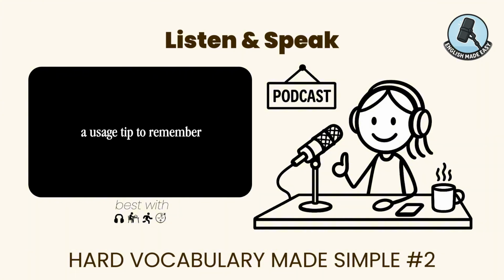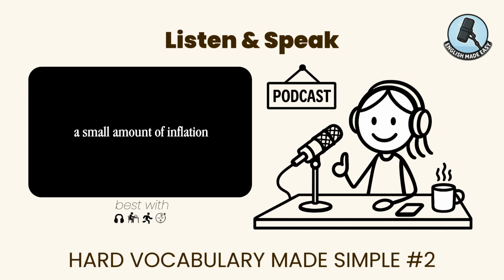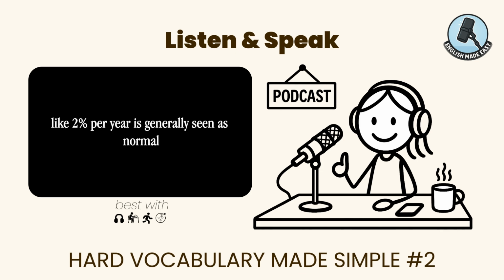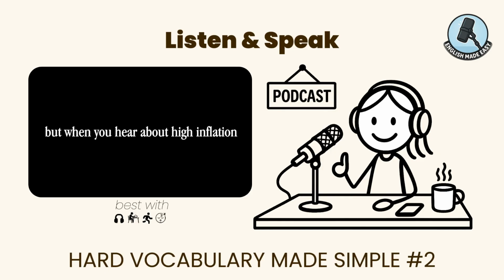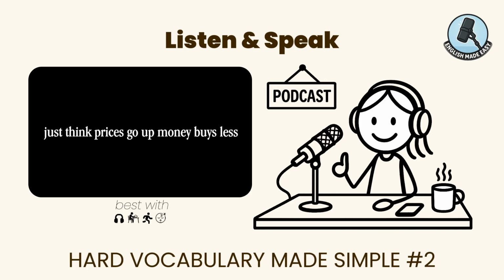A usage tip to remember. People often talk about the rate of inflation. This just tells you how fast prices are going up. A small amount of inflation, like 2% per year, is generally seen as normal. But when you hear about high inflation, like 8% or 10%, that's when it becomes a major problem for families and the government. When you hear inflation, just think prices go up, money buys less.